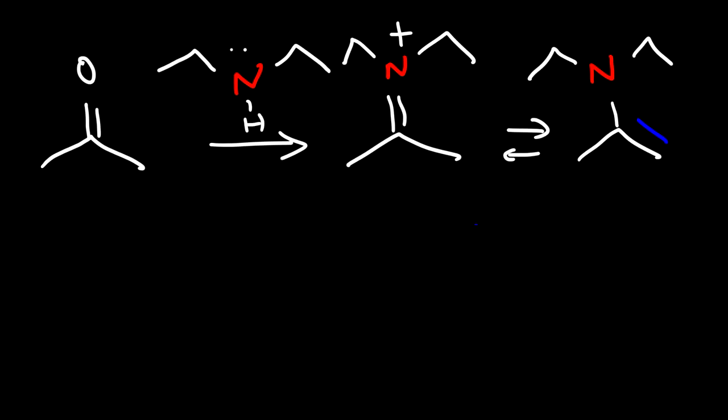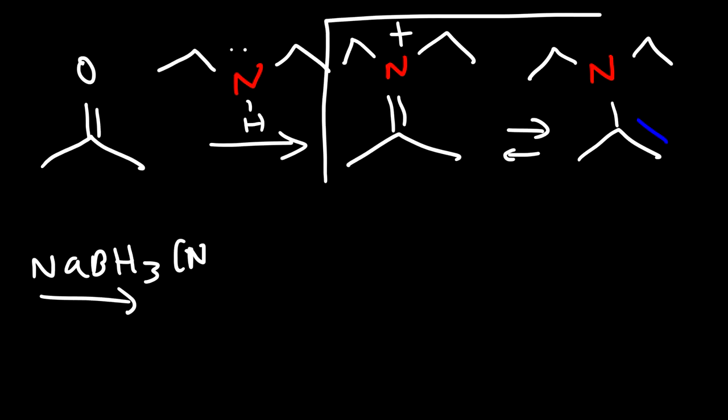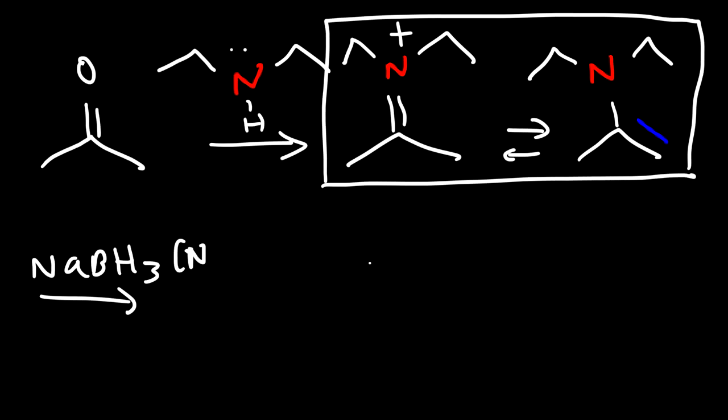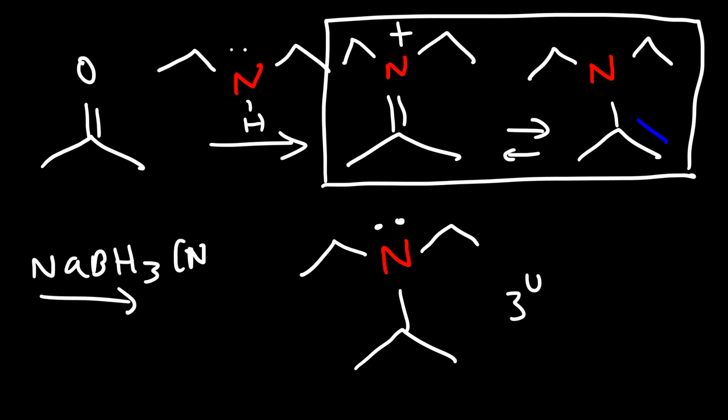But regardless of which form it's in, once we add sodium cyanoborohydride, these two forms will be reduced into a tertiary amine. So the double bond, regardless of where it is, is going to be reduced to a single bond. I'm going to need more space. So our final product will look like this. So this is how we could synthesize a tertiary amine: by reacting an aldehyde or ketone with a secondary amine.